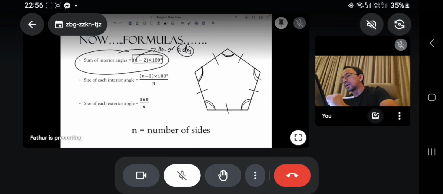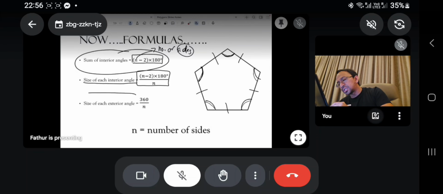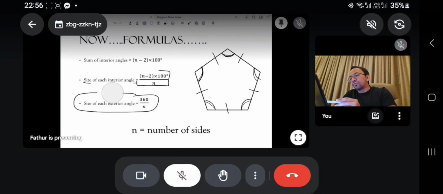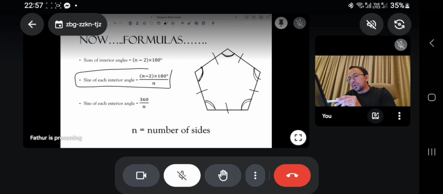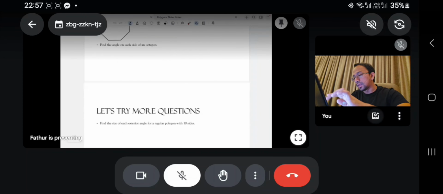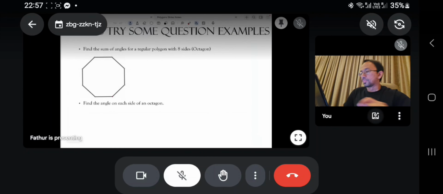All right. So when it comes to the size of each interior angle, it will be n minus 2 times 180 over n. And then the size of each exterior angle will be 360 degrees over n. Now, let's talk about the last two formulas. When it comes to the last two formulas, you can use either of these to find the number of sides. What do I mean? Let's look at an example. Let's see this one.